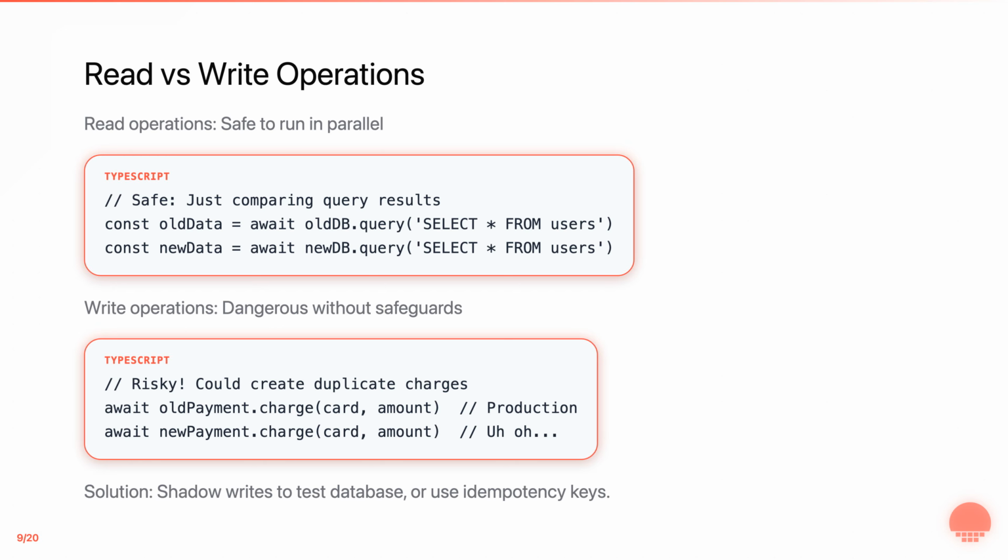Now let's talk about the elephant in the room. Write operations. Reads are straightforward. Query both systems, compare the results, no harm done. But writes? That's where people get into trouble. You cannot just fire off a payment charge to both the old and new system with real customer cards. That's how you double bill someone and end up in a very awkward conversation with your CEO. For writes, you've got two plays. Either shadow your writes to a test database that doesn't touch anything real, or lean hard on idempotency keys so duplicate requests get safely ignored. Pick your strategy before you go live.